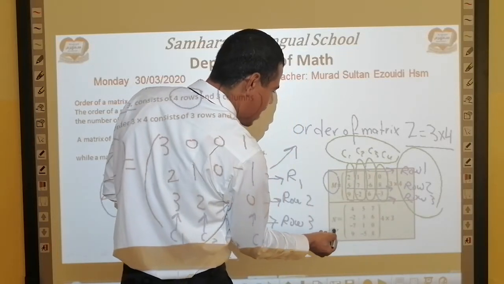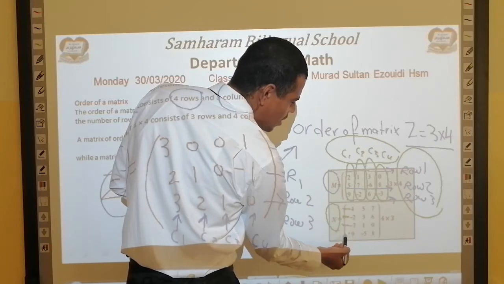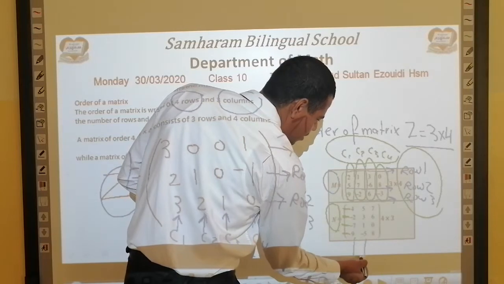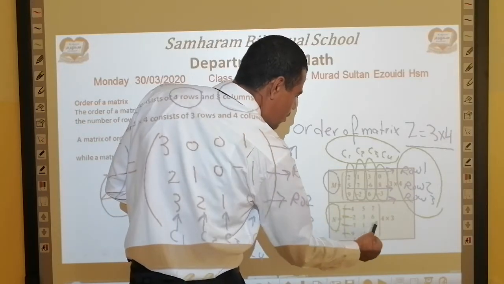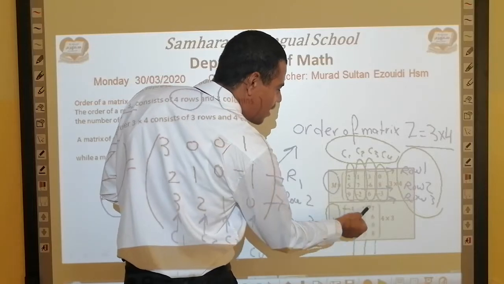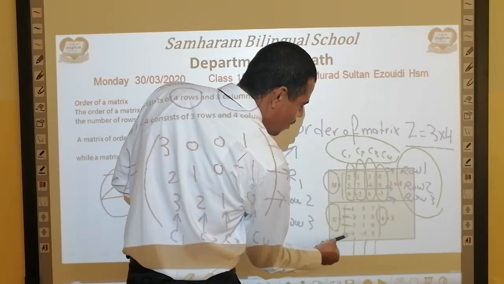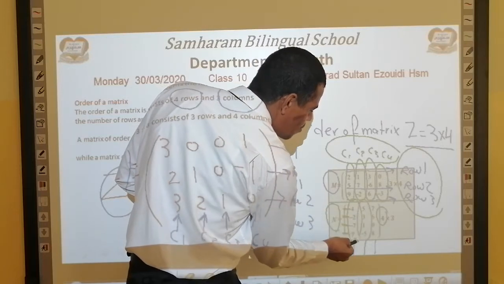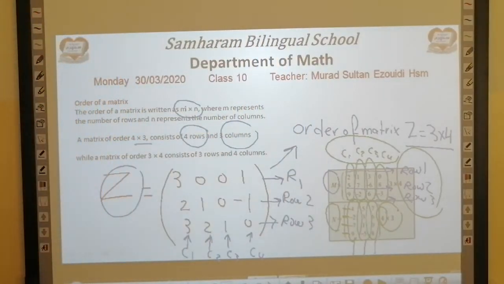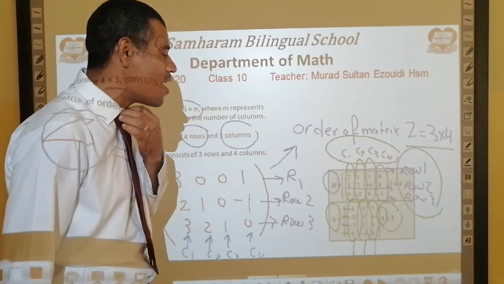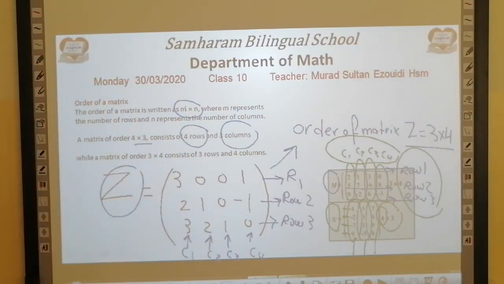Then, for the matrix N, my kids, how many rows, in fact? This is row number 1, row number 2, row number 3, row number 4, and how many columns? C1, C2, and C3. So the order of this matrix is the number of rows multiplied by the number of columns. How many rows do I have? 1, 2, 3, 4, so 4 multiplied by what? The number of columns. How many columns? 1, 2, and 3, that's why I should multiply by 3. So the order of this matrix is 4 by 3. Be careful. And this matrix is not a square matrix. Why? Because the number of rows is different from the number of columns. If both of them are equal, then we can talk about a square matrix.